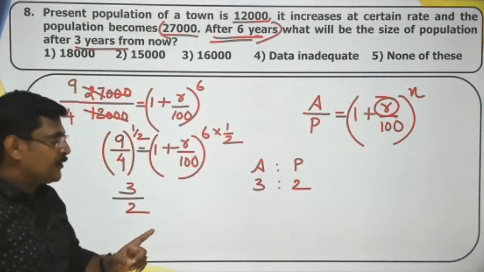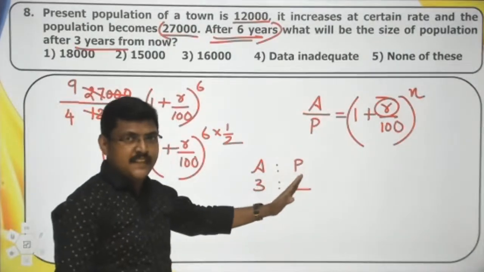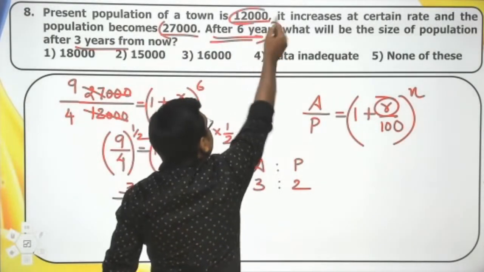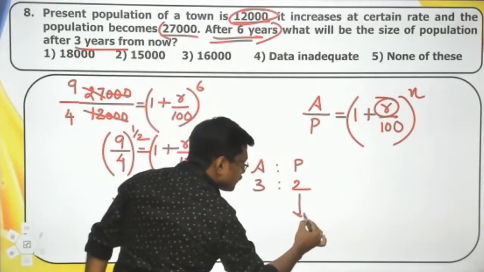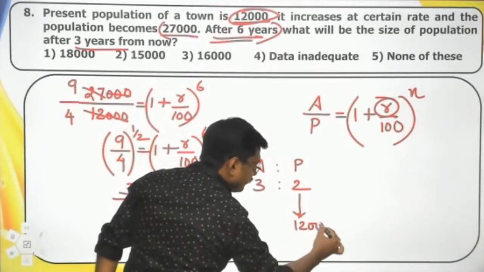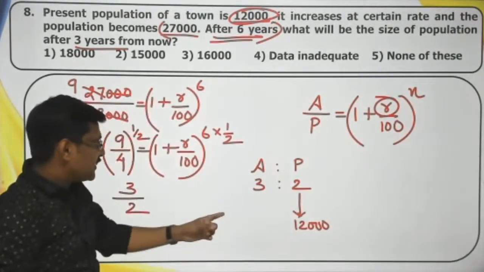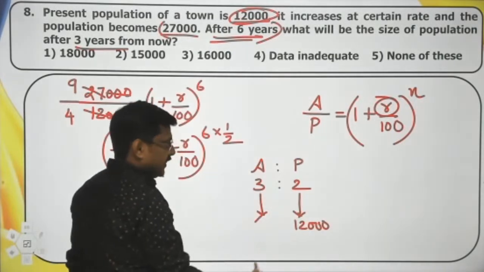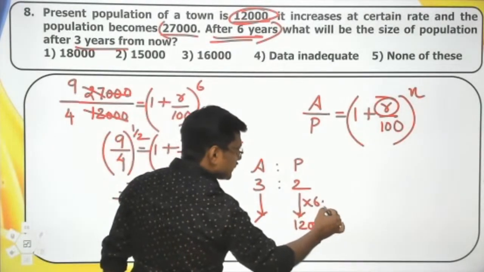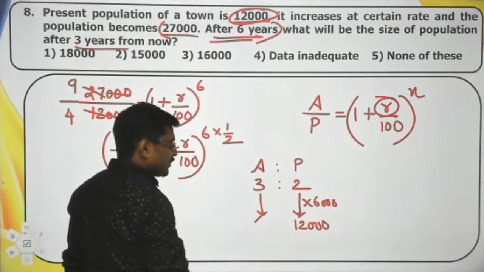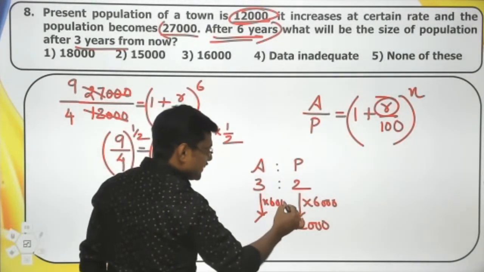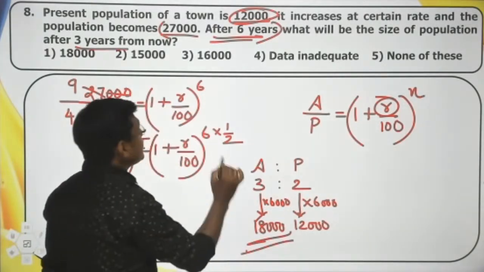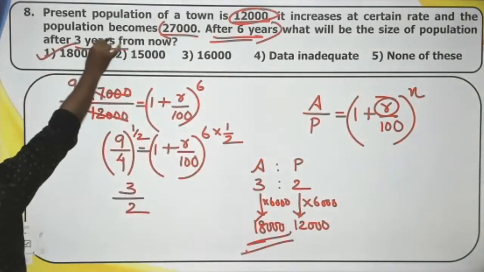From this data we know that the principal will not change, that means the initial value, the present population 12,000, will not change. That means this 2 corresponds to 12,000, correct? We need to find the value after 3 years, so this 3 will give the answer. We know that 2 times 6,000 is 12,000, so 3 times 6,000 will give the answer, and the answer is 18,000. For this question the answer is option number 1, 18,000.